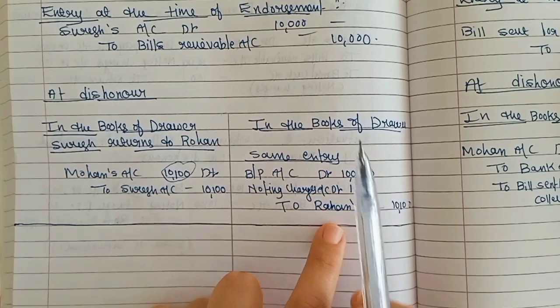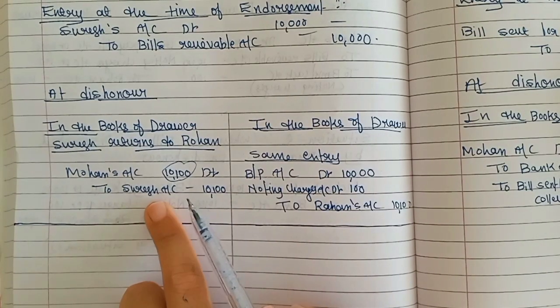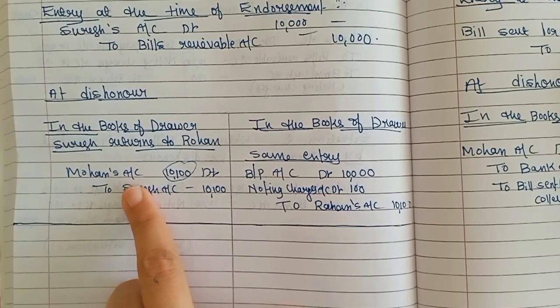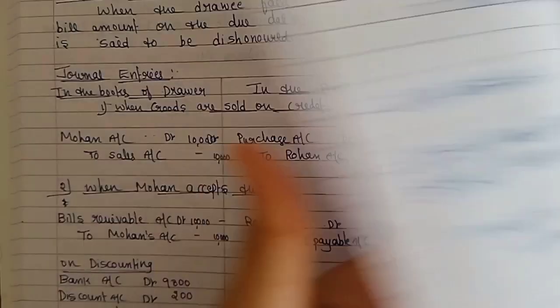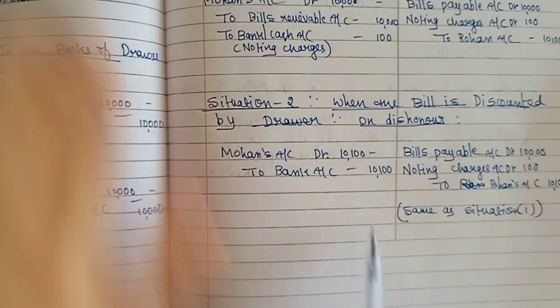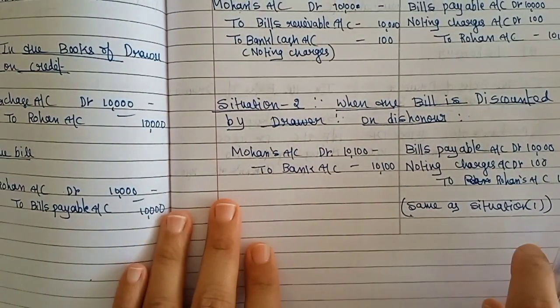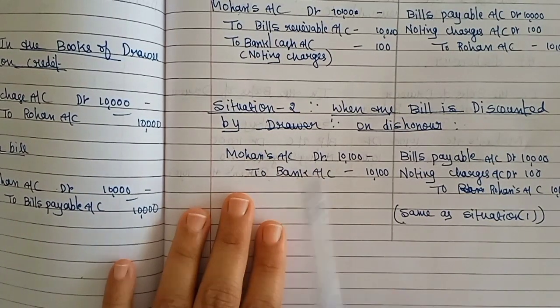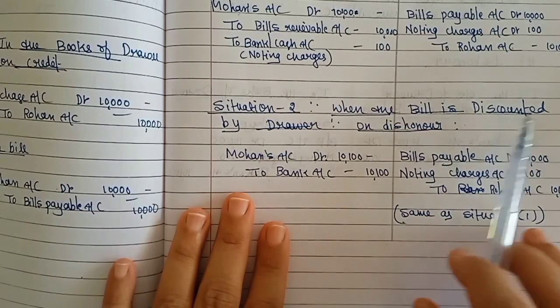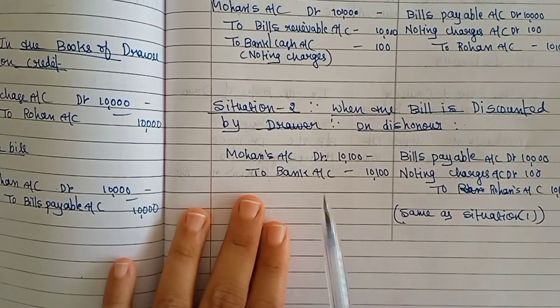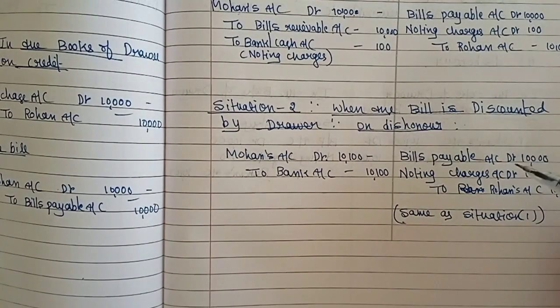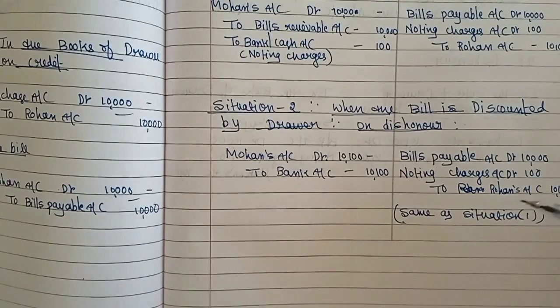Clear? So in the case of endorsement, we need to credit the endorsee's account, the creditor's account, that is Suresh's account, and debit drawee's account, that is Mohan's account. But in the case of discounting, the bill is discounted with the bank, right? So we need to debit drawee's account only, that is Mohan's account in all situations. And the bill is discounted with the bank, so credit the bank's account. Remember like this, clear? Because the drawer is going to pay the amount to the bank. Clear? And in the books of drawee, the entry is the same.